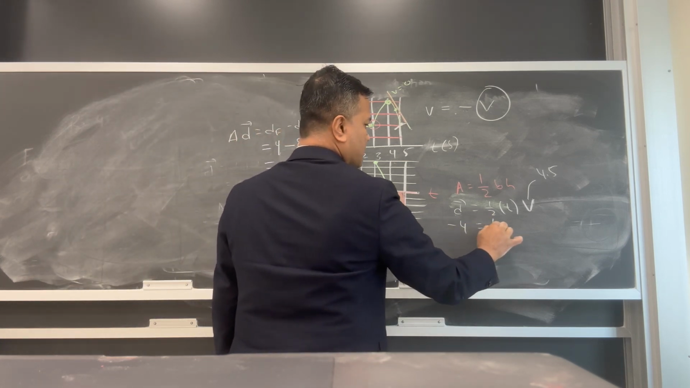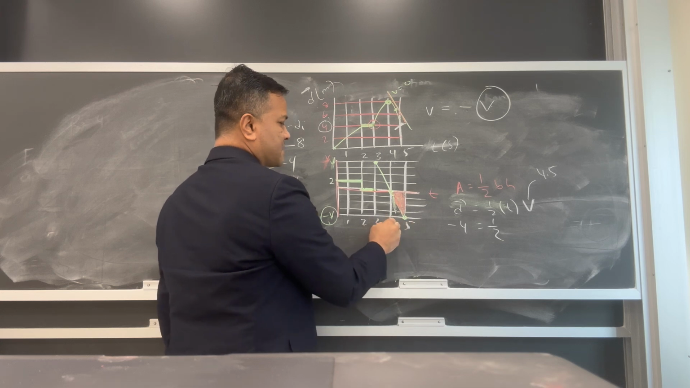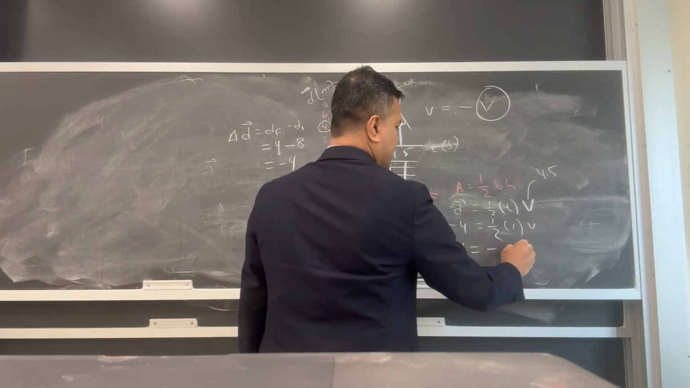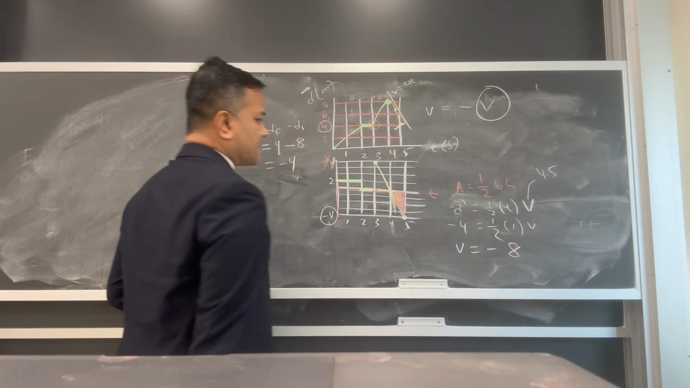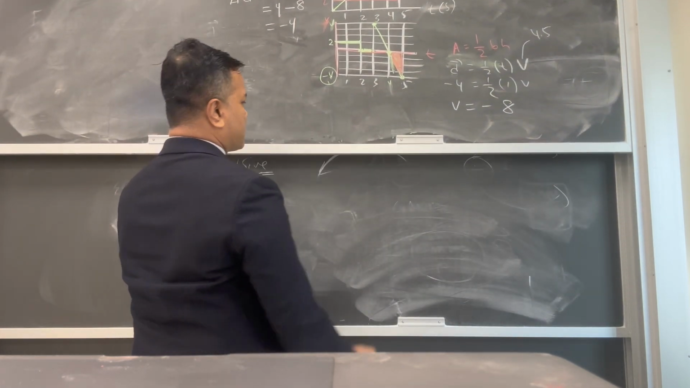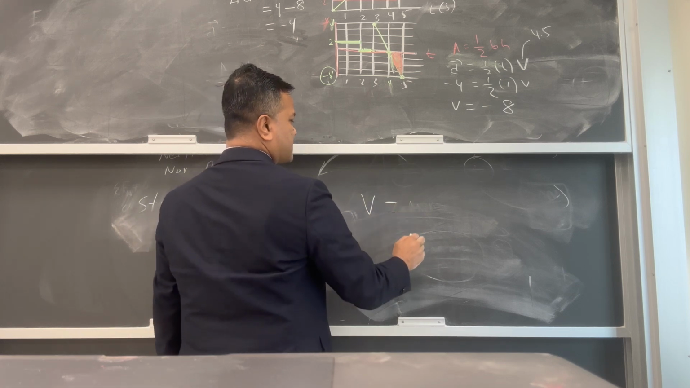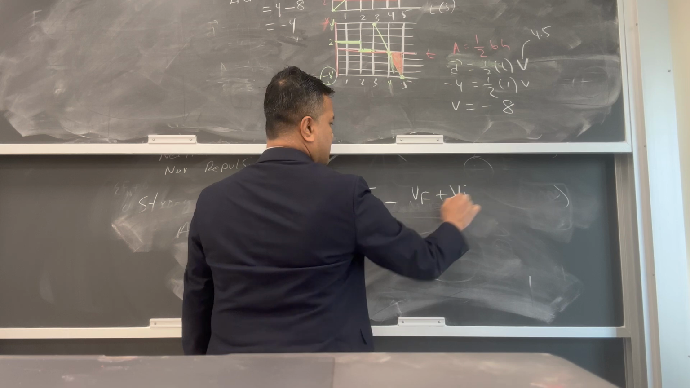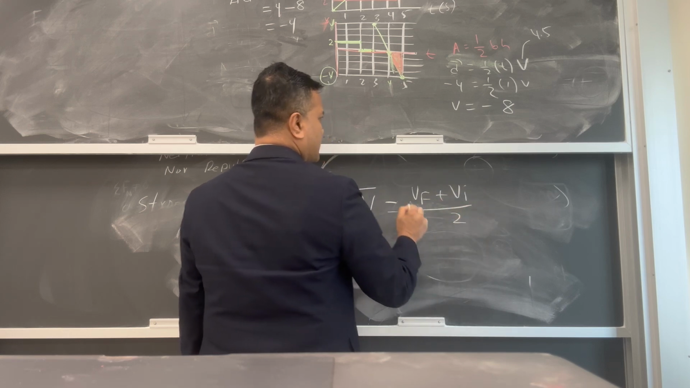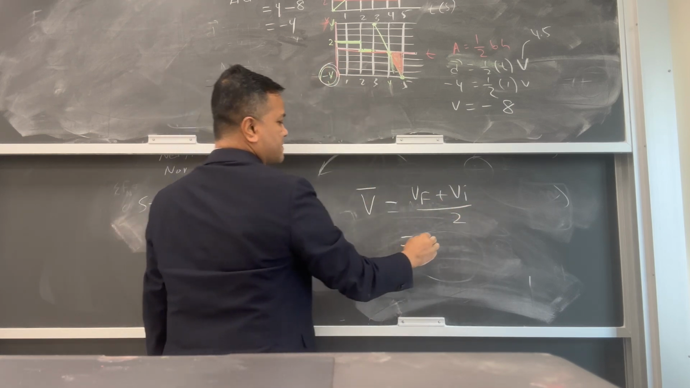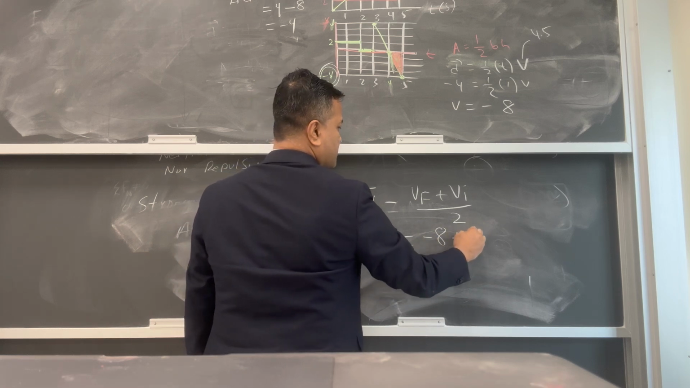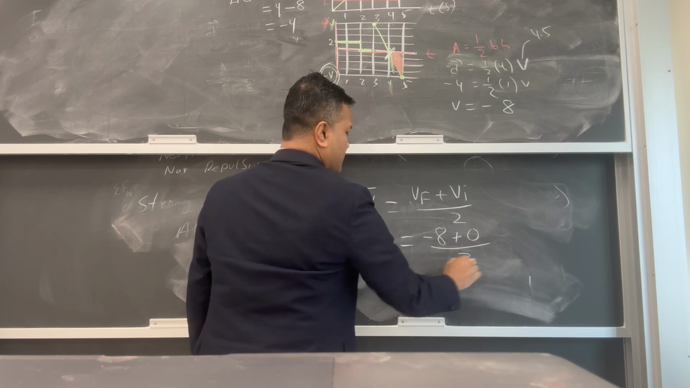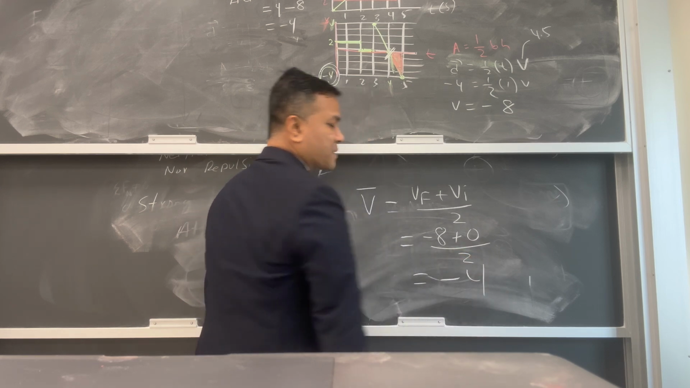Negative 4 is equal to, 5 minus 4 is, of course, 1, times velocity, so velocity is then negative 8. Yeah, negative 8. So what do you have to do? Use the midpoint formula. Velocity is velocity final plus velocity initial divided by 2. Velocity final right here is negative 8 plus 0, velocity initial at 4 seconds, divided by 2. So velocity is negative 4 meters per second.